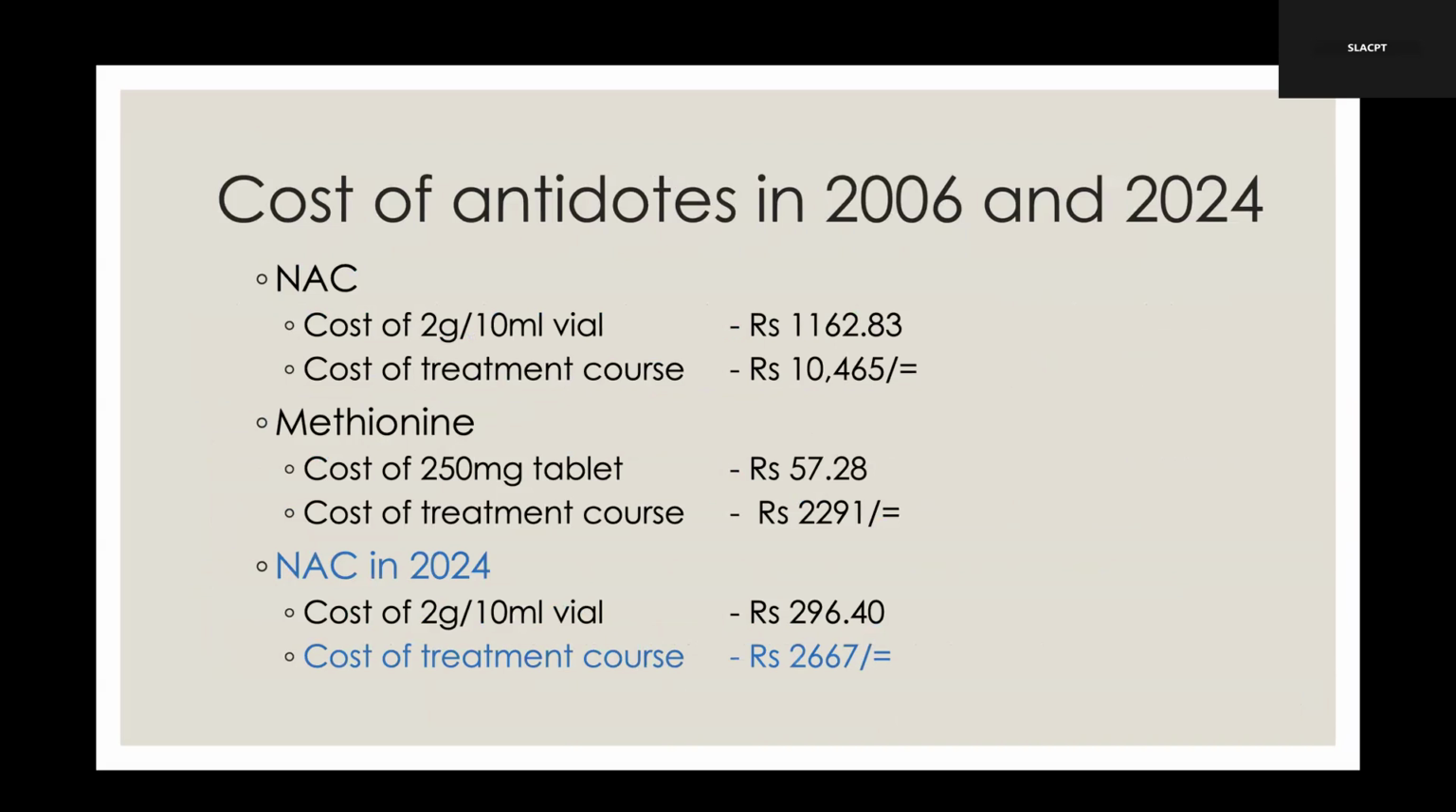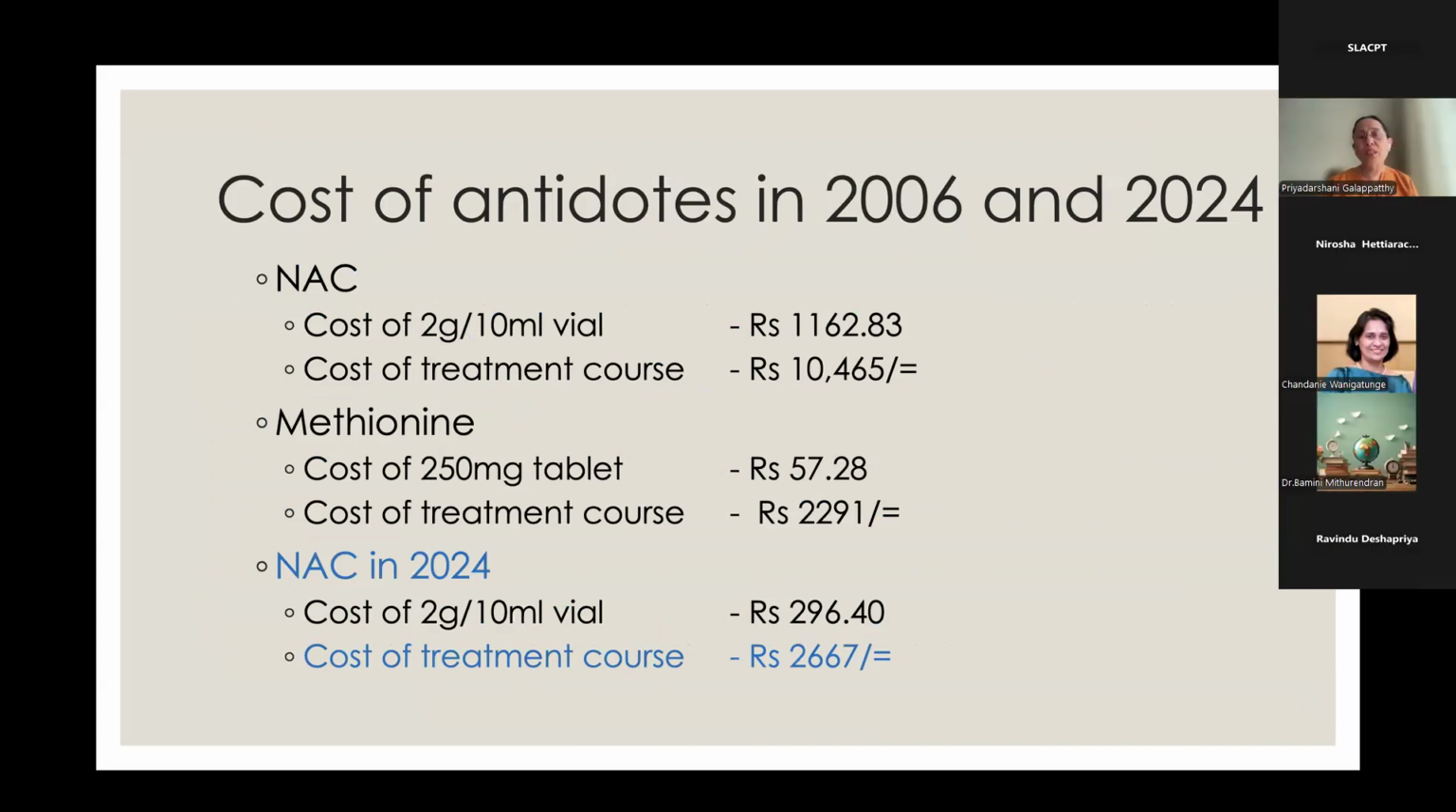A few things before I finish. Cost of the antidote. In a presentation that I did in 2006, I compared the cost. For N-acetylcysteine, the cost per treatment was 10,000, and for methionine it was 2,000. So that's why we were favoring methionine, particularly for those who were admitted before 8 hours and small overdoses. But now in 2024, I find that the cost of NAC has come down.